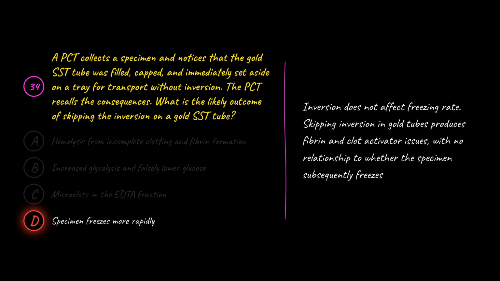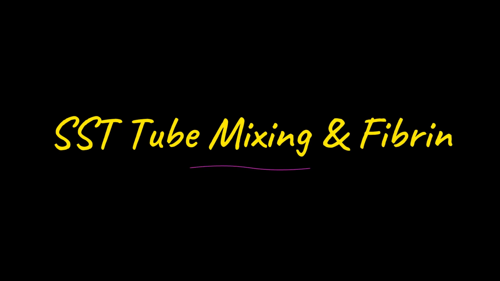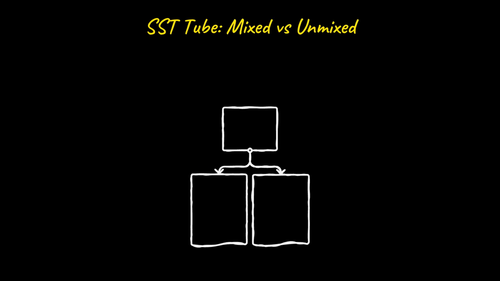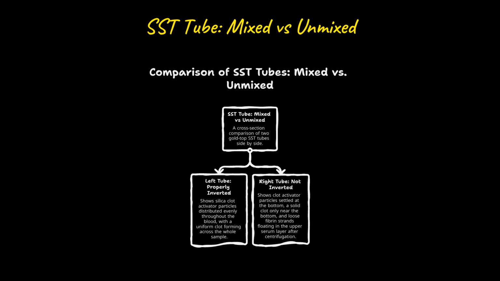during transport or storage. When a gold SST tube is not inverted after collection, the clot activator stays concentrated at the bottom instead of contacting all the blood evenly. This uneven distribution is the root cause of a chain of pre-analytical errors that can compromise an entire batch of chemistry results. In a properly mixed SST tube, silica clot activator contacts all the blood, producing a uniform clot. When the tube sits uninverted, clot activator stays at the bottom, leaving the upper blood to clot poorly.